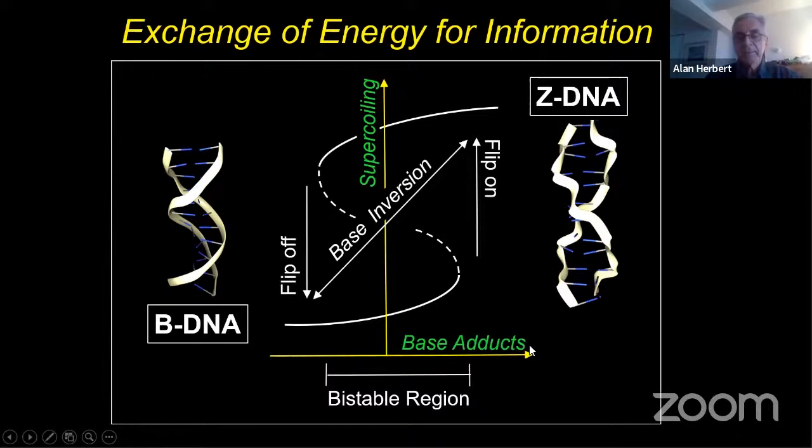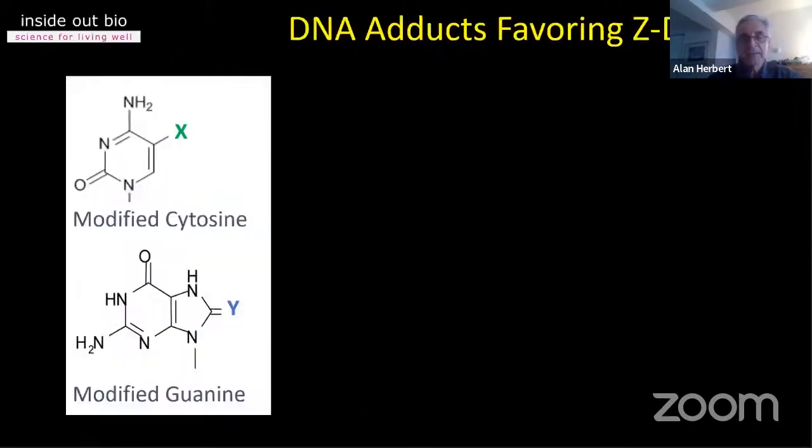So there are different things that can affect the energetics of this transition. You can put base adducts there that change the propensity for bases to want to flip over. And you can also put energy in there in a number of ways. One way is supercoiling, and we'll describe that in the next couple of slides.